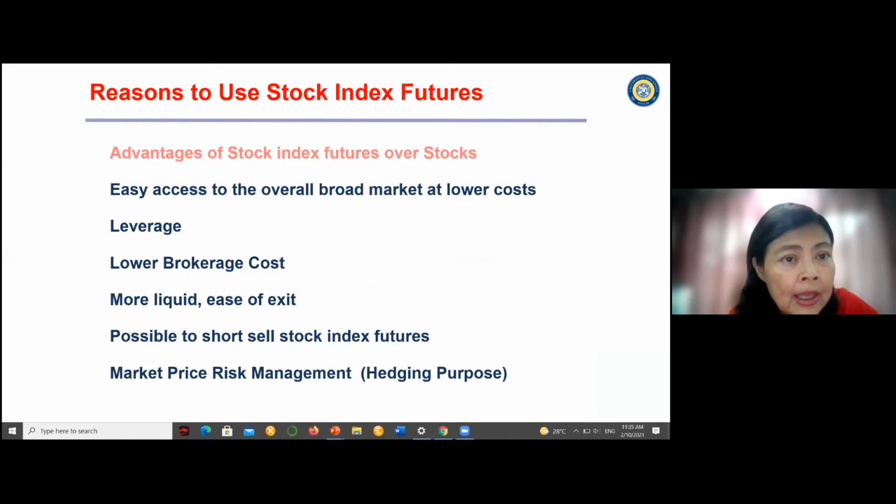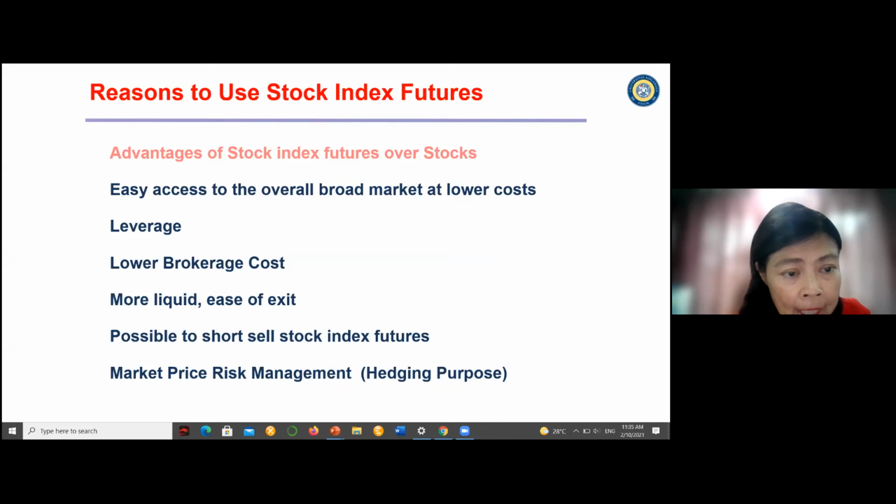So why are we using stock index futures? I think we have gone through that already just now, but just to go through again, we want to use stock index futures over stocks. Why not buy all the 30 stocks? Buying the 30 stocks is very hard. It takes a lot of time. If you just buy one stock index futures, you can get access to all these 30 over stocks, very fast. And when I'm in Malaysia, my 30 stocks cost a lot of transaction cost, like 0.5%. But stock index futures is like RM30. So it's very cheap. You can get access to the overall broad market at a lower price.